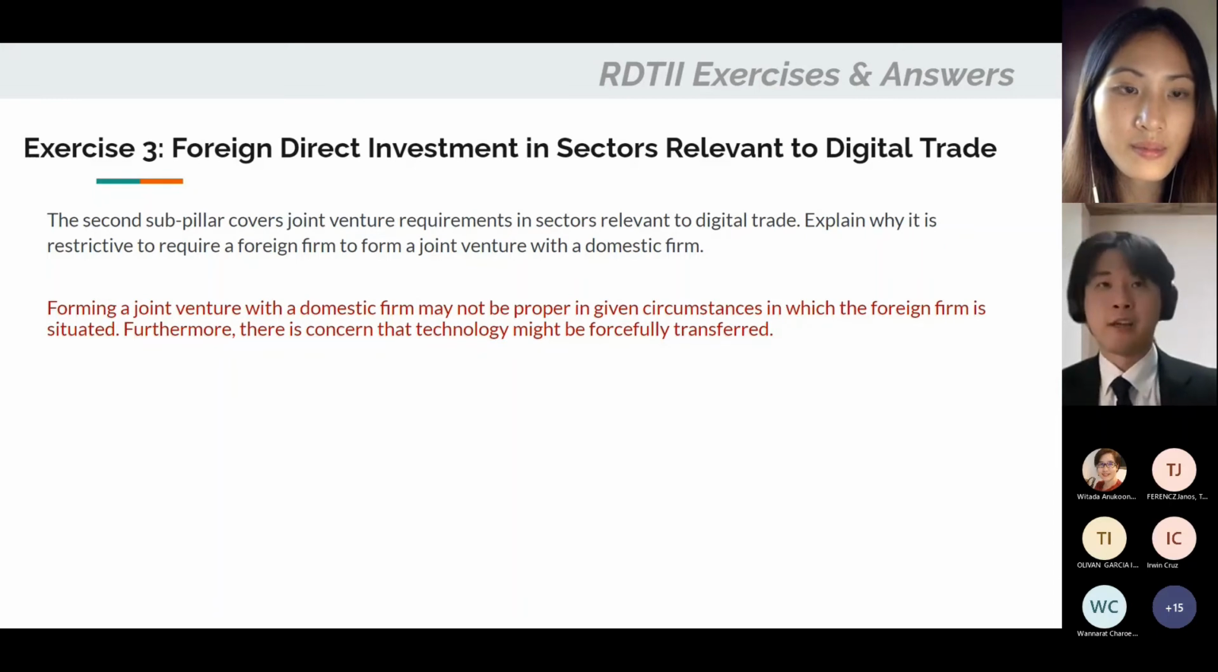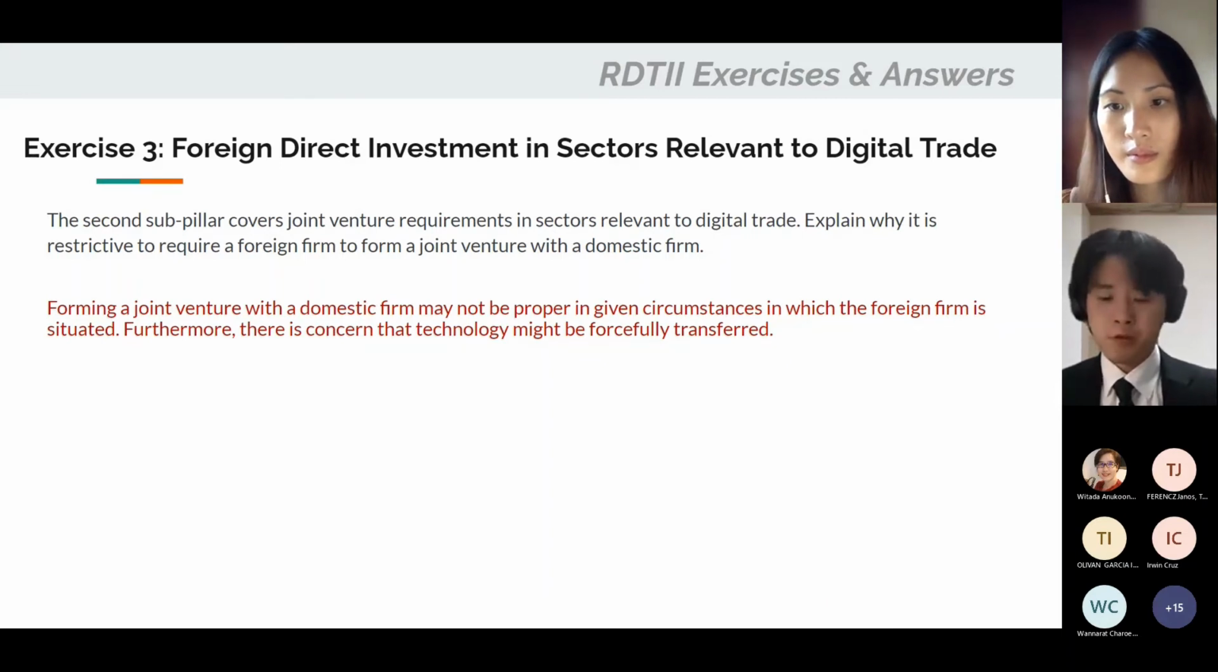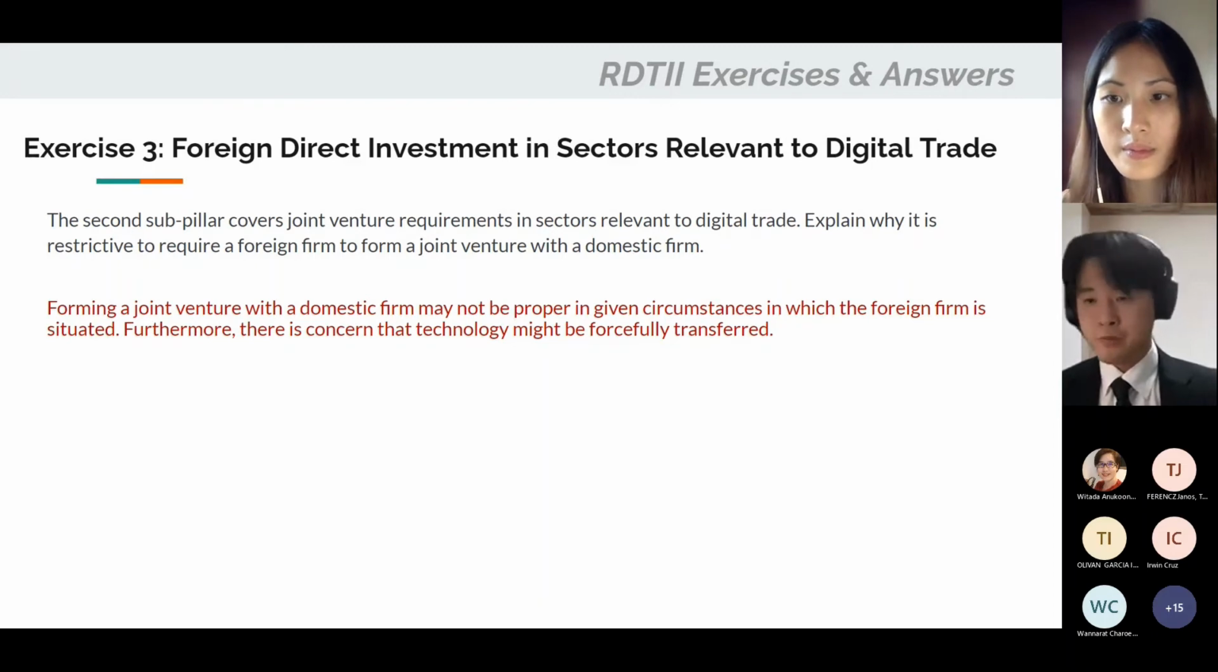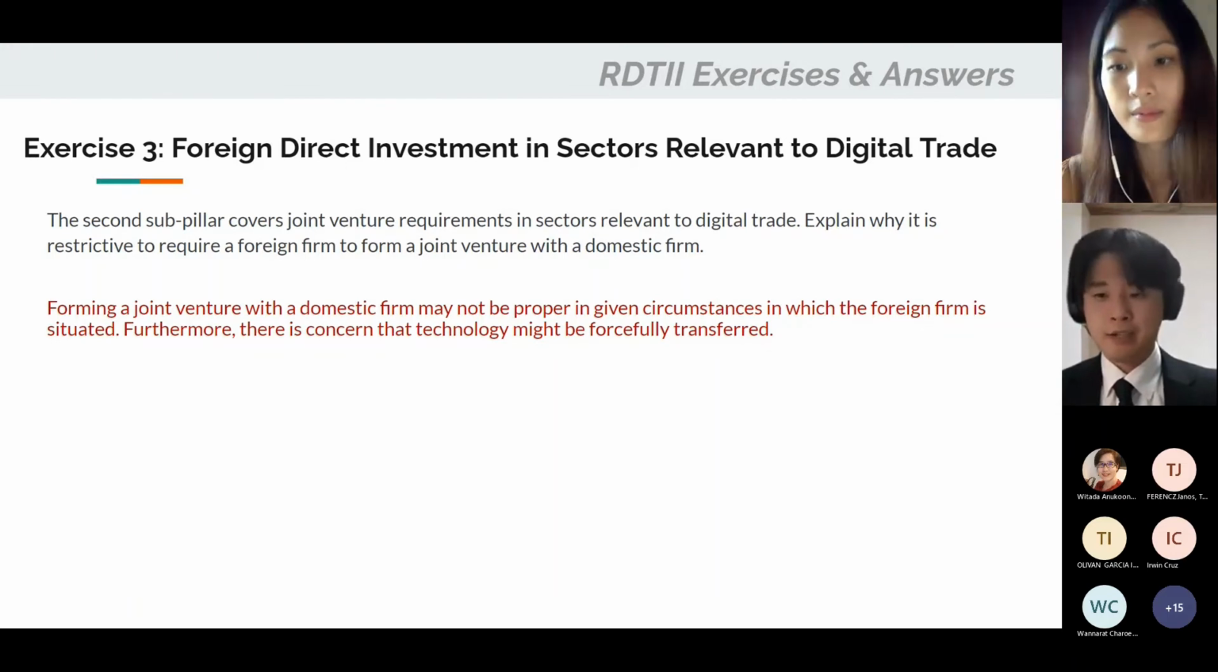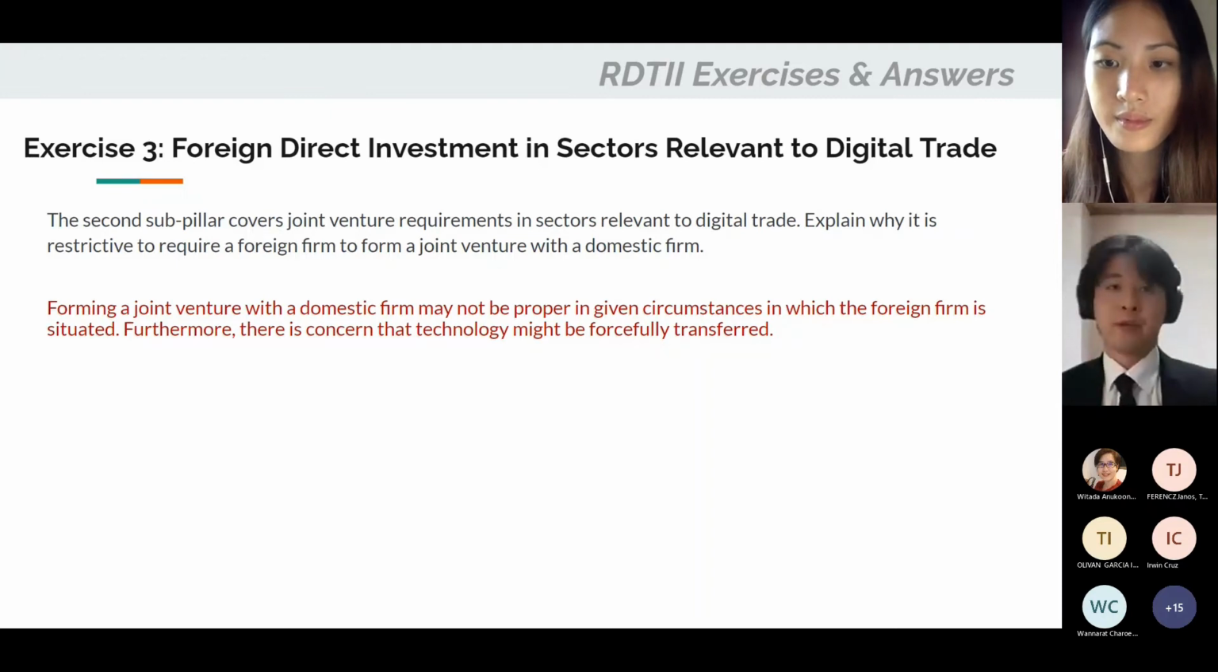And another reason is that there is a concern that technology might be forcefully transferred. So, as I mentioned, intellectual property rights are core assets, and there is an inherent hesitation to share core assets with domestic partners. Surely, a partner can adopt some legal mechanisms such as non-disclosure requirements, but as I mentioned, there is some kind of unwillingness, some inherent hesitation to share their trade secrets. So that is another reason why it is restricted.